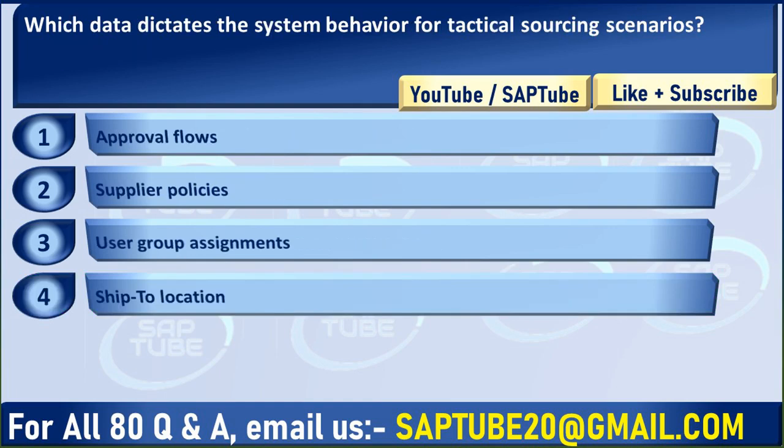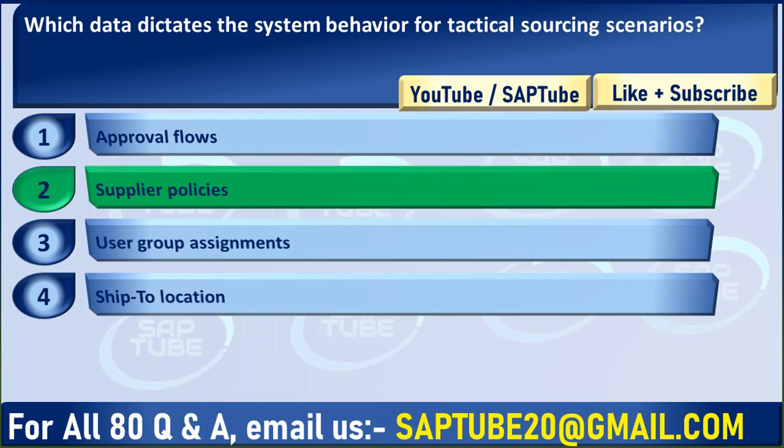Next question is: which data dictates the system behavior for tactical sourcing scenarios? Options are: approval flows, supplier policies, user group assignments, ship to location. Correct answer is supplier policies.